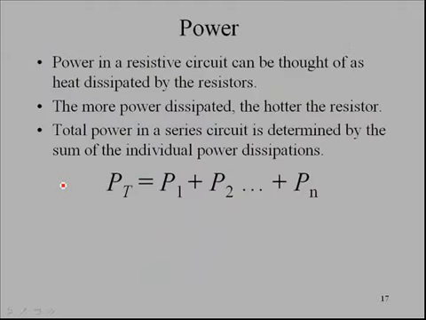Okay, power. Power in a resistive circuit can be thought of as heat dissipated by the resistors, and we measure power in a quantity called watts. We talked about watts in earlier chapters. The more power dissipated, the hotter the resistor. Total power in a series circuit is determined by the sum of the individual power dissipation. So the total power will equal the sum of all the individual powers within the circuit.